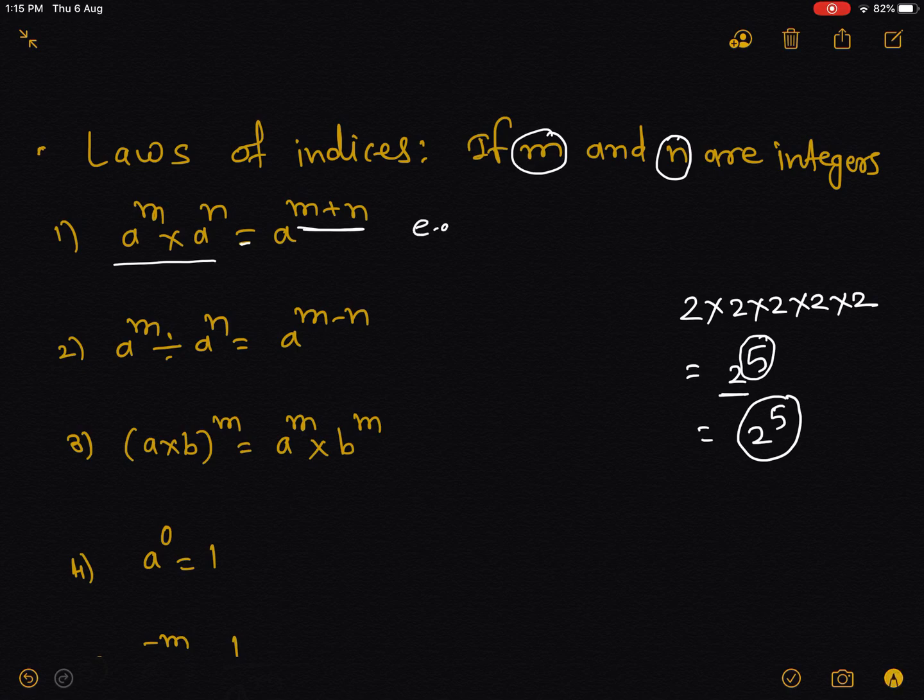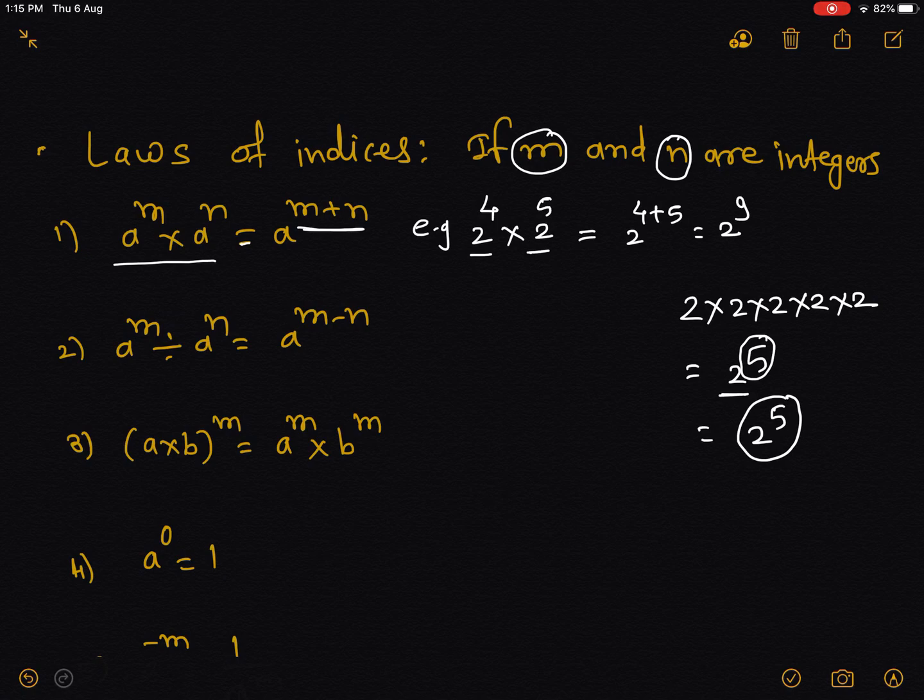See the example. For example, we take 2 raised to 4 into 2 raised to 5. That is, the base is the same, 2 is the base. Then from the first law we get 2 raised to 4 plus 5, that is 2 raised to 9, from law number 1.